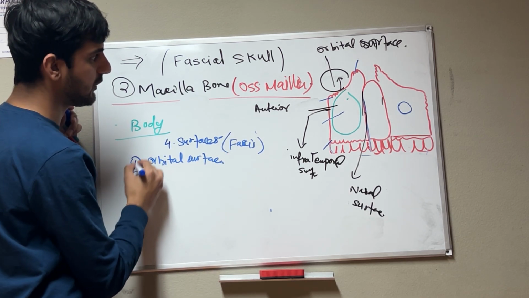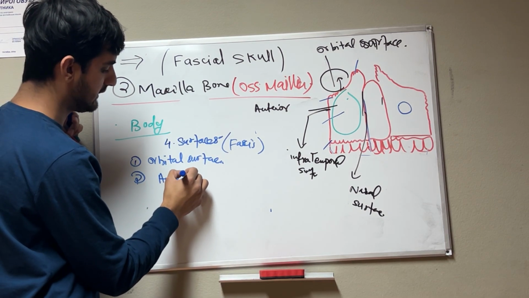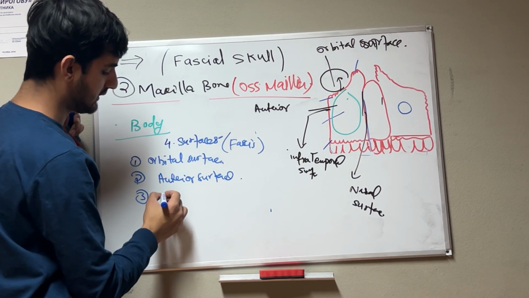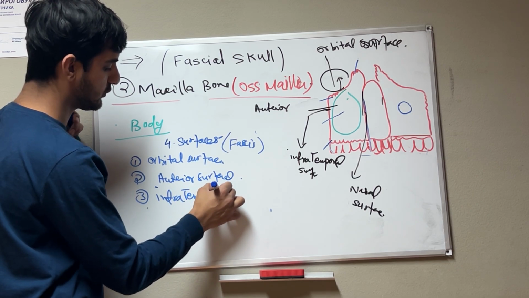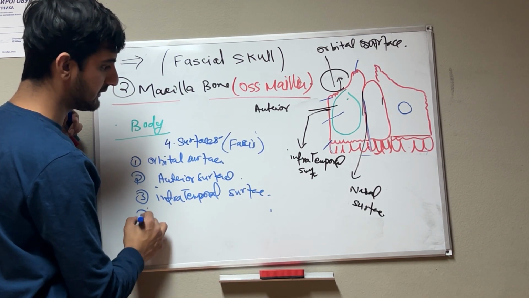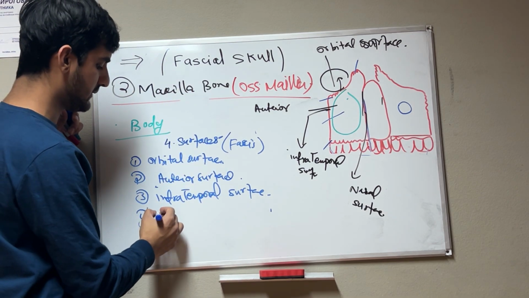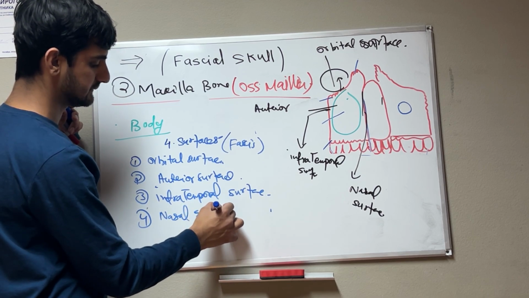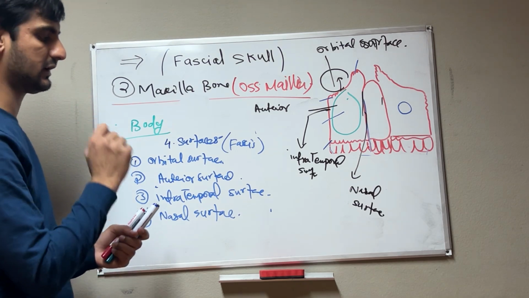Second, we have the anterior surface, or facies anterior. Third one, we have the infratemporal surface, or facies infratemporalis. Fourth one is the nasal surface, also facing the lateral wall of the nasal cavity, or facies nasalis. These are the surfaces of the body of the maxilla bone.